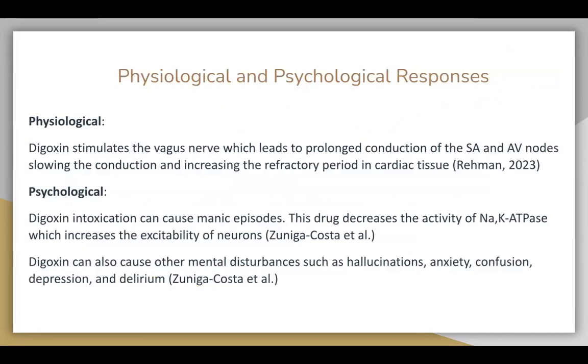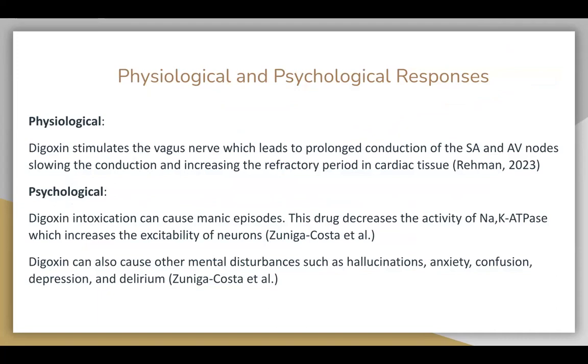Okay, so the physiological response of digoxin is that it stimulates the vagus nerve, which leads to prolonged conduction of the SA and AV nodes. This slows the conduction and increases the refractory period in cardiac tissue.